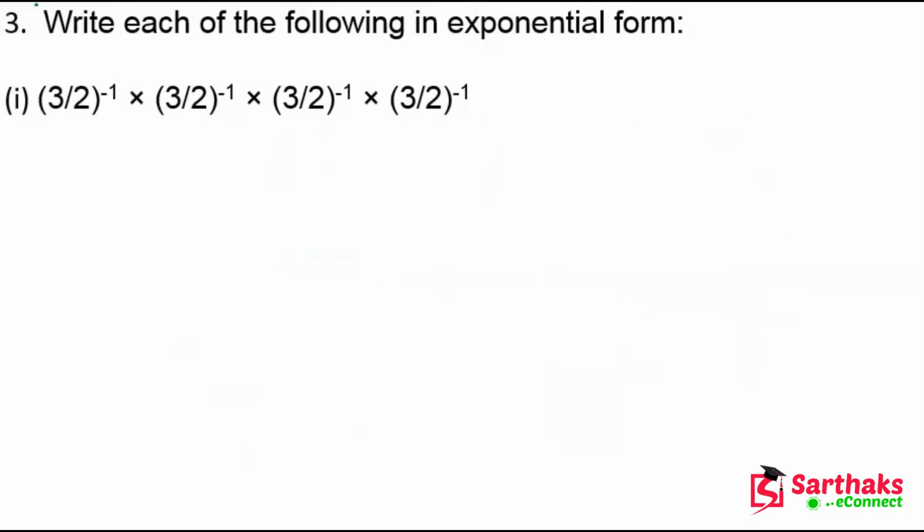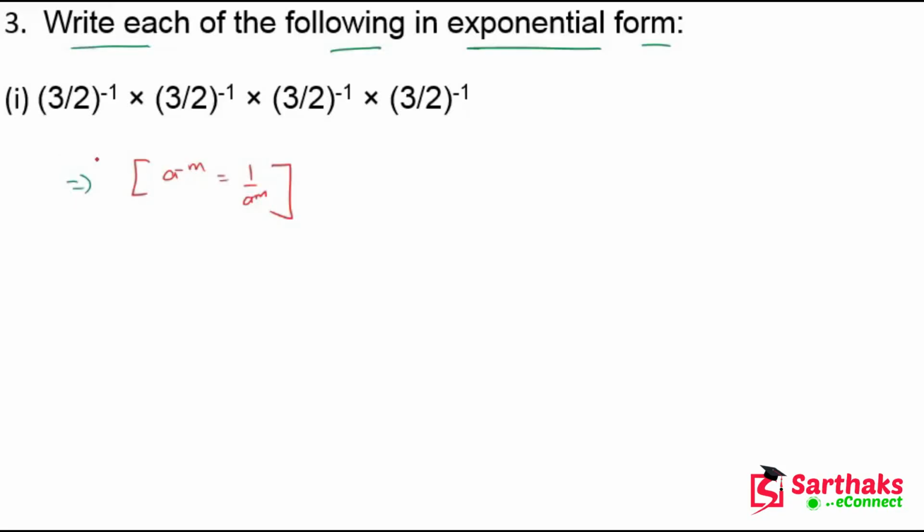Yeah, so the next question. Here you can see: write each of the following in exponential form. Okay, we have to write it into the exponential form. How can we write it? Let's do that. Now here we know that a raised to power minus m is 1 upon a raised to power m. So we can write it as here.